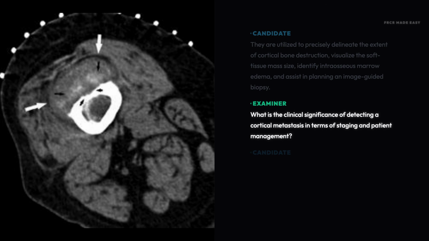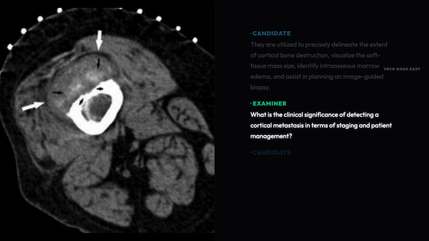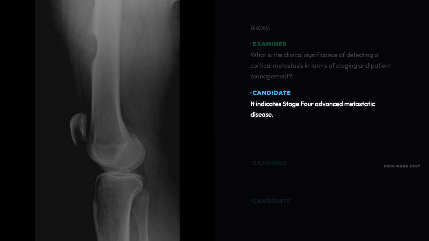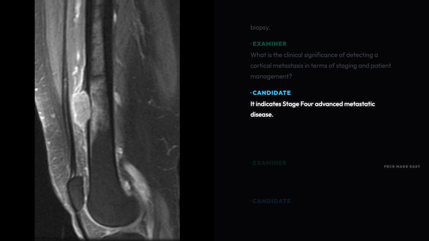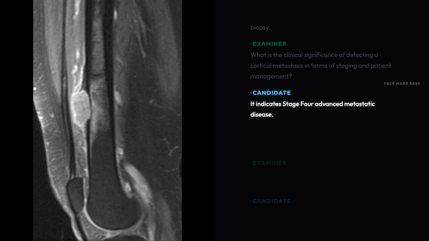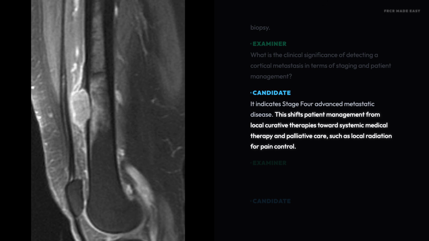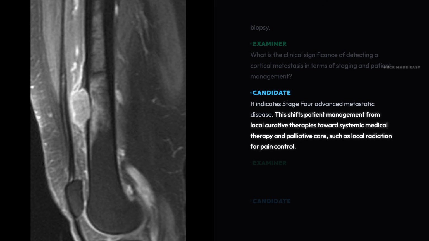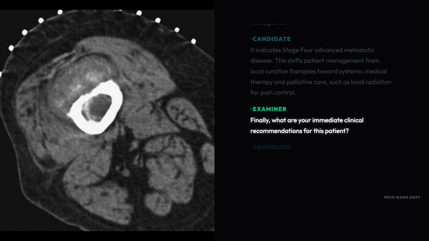What is the clinical significance of detecting a cortical metastasis in terms of staging and patient management? It indicates stage 4 advanced metastatic disease. This shifts patient management from local curative therapies towards systemic medical therapy and palliative care, such as local radiation for pain control. Finally, what are your immediate clinical recommendations for this patient?